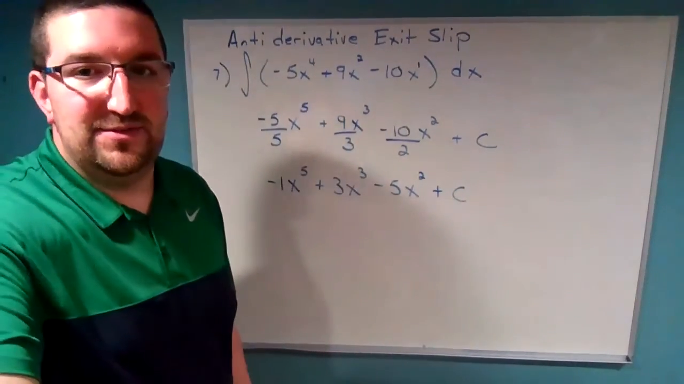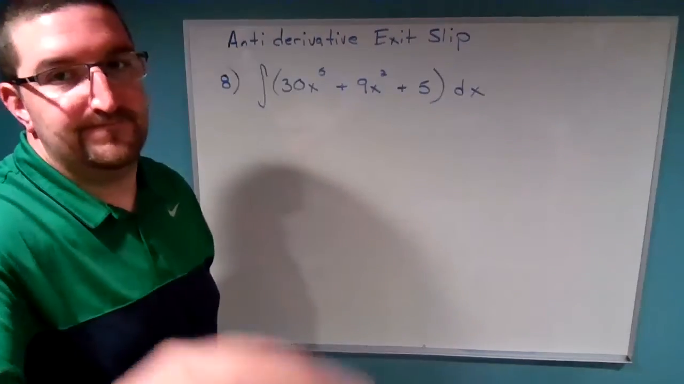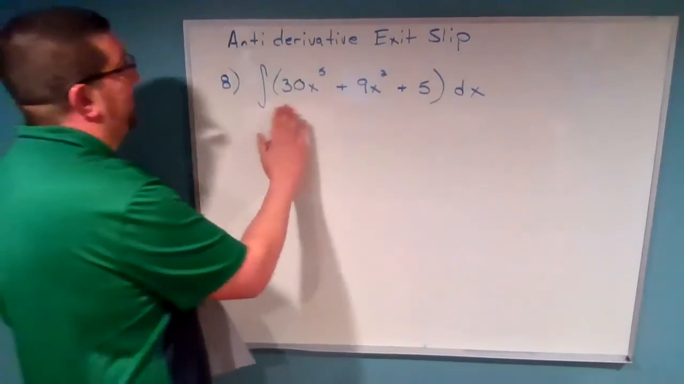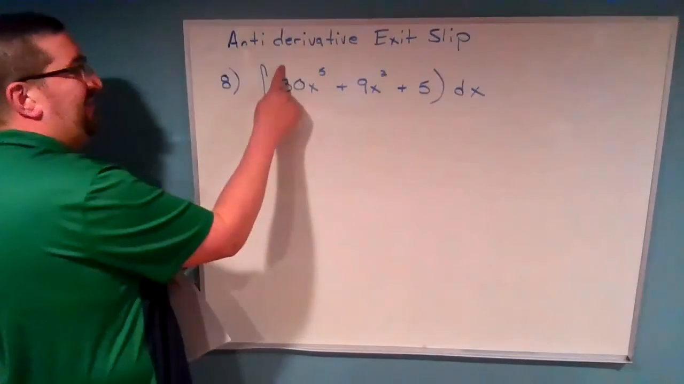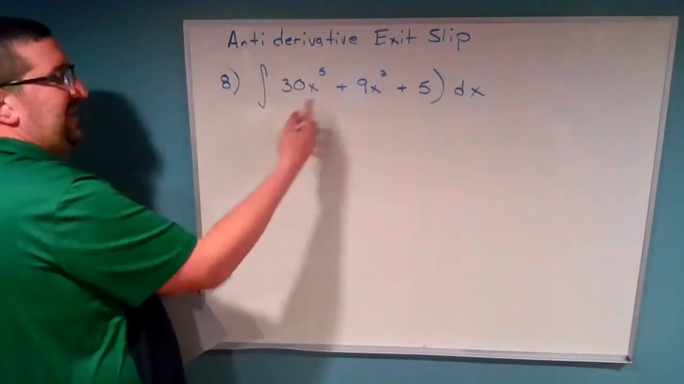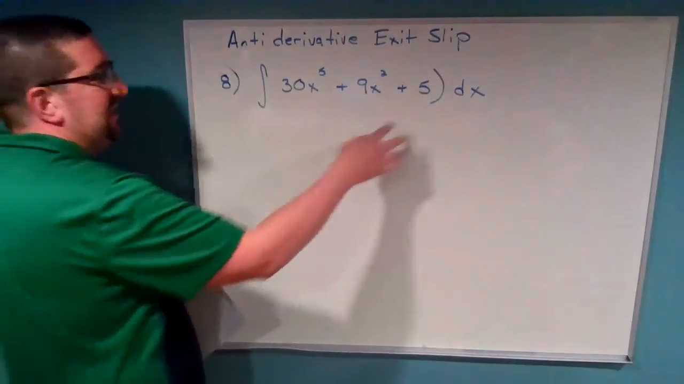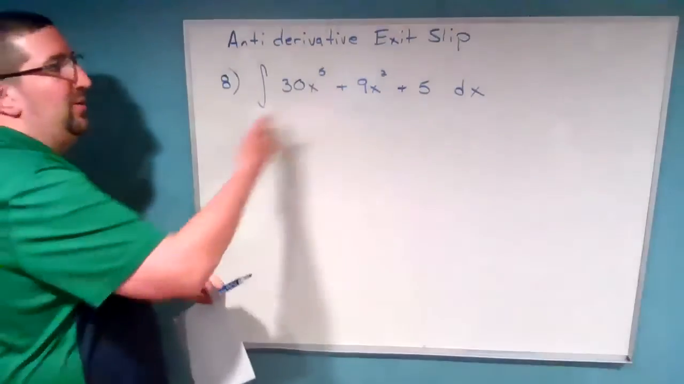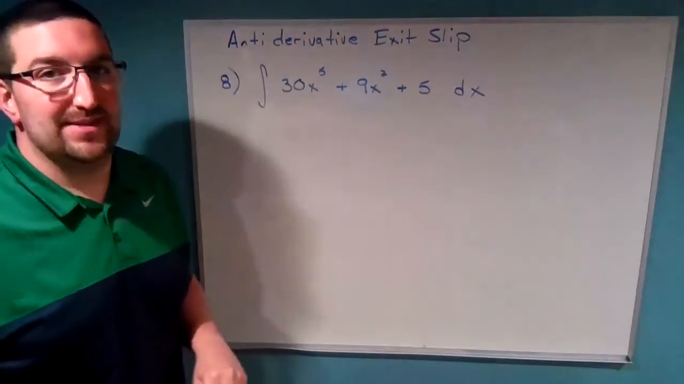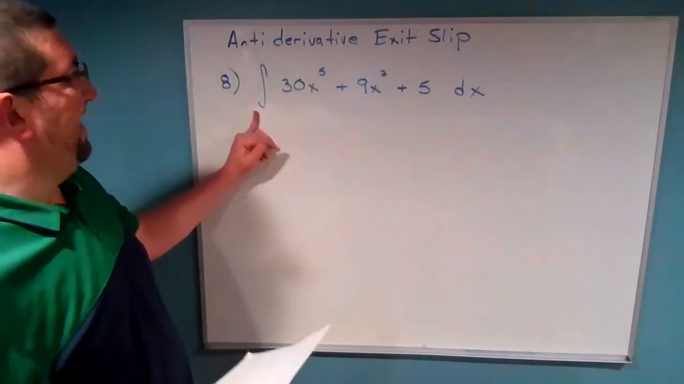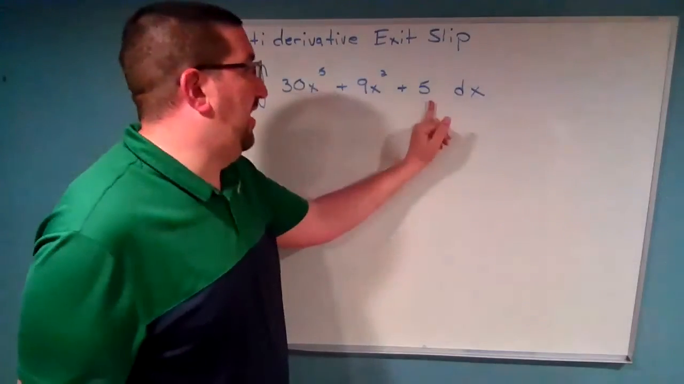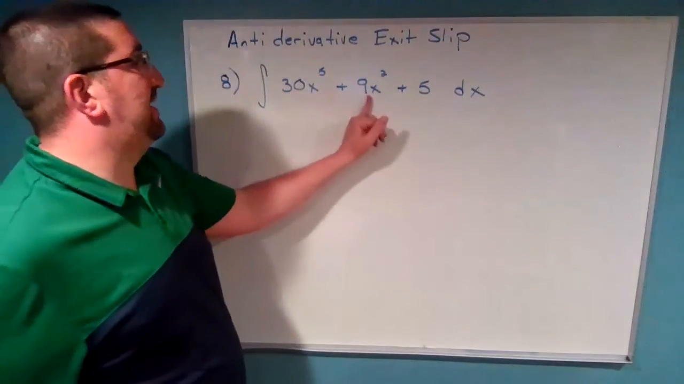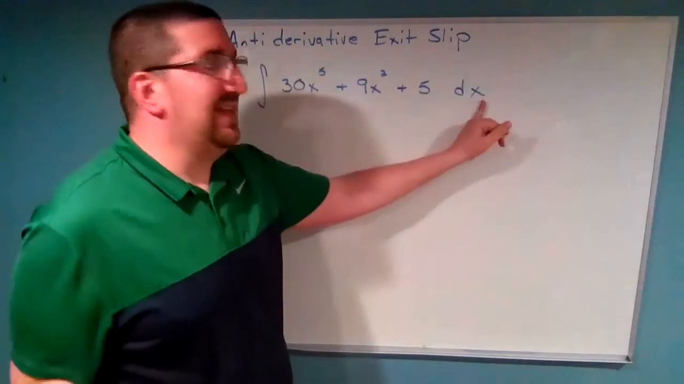One more problem to do. Last problem again, we have the polynomial. These parentheses right here, I know the particular worksheet maker I have puts in, you do not need those parentheses there. So if you see it with or without those parentheses, it doesn't make a difference. All right, so we have the integration of 30x to the fifth plus 9x squared plus 5 dx.